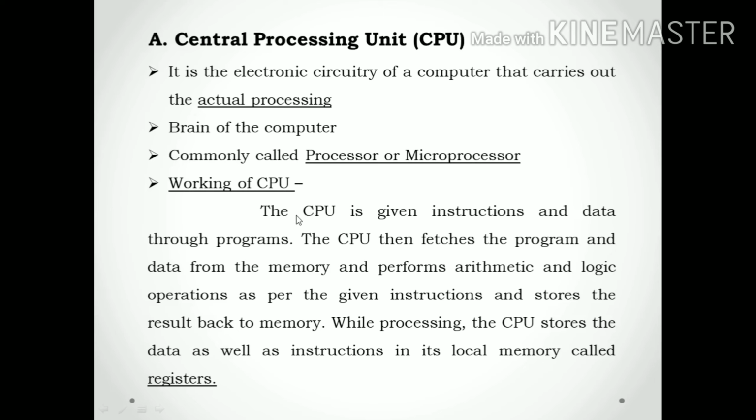And next we shall see the working of the CPU. How does the CPU work? First of all, we have to see what a program is. We have already heard of some programs like Python, C++, Java programs, etc. But what's the actual meaning of a program? A program is a set of statements to perform a particular task. So through programs we are giving instructions and data to the CPU.